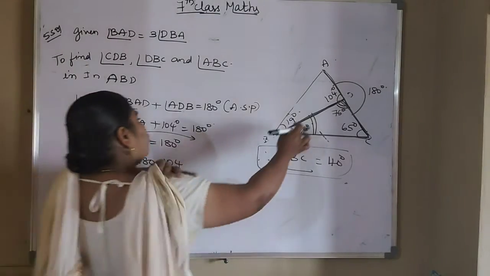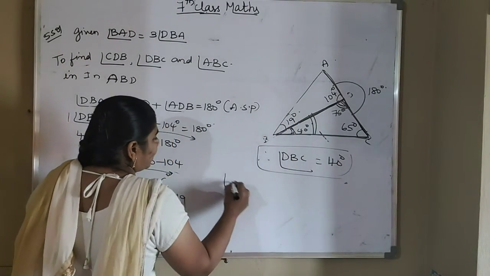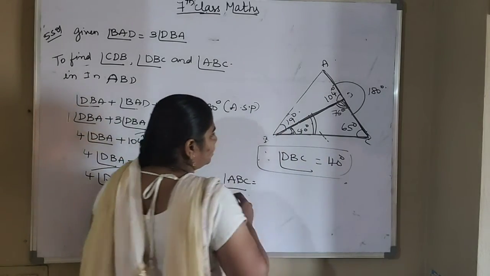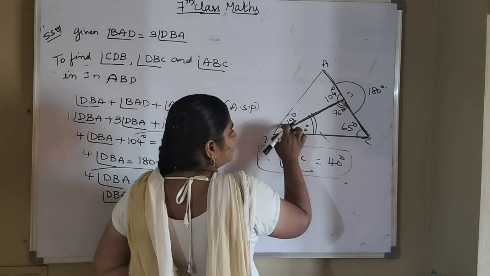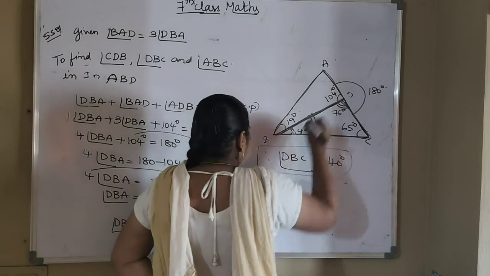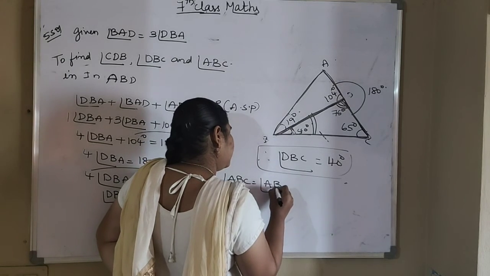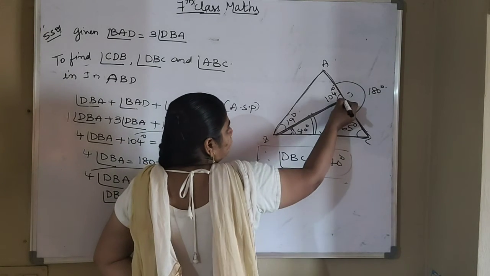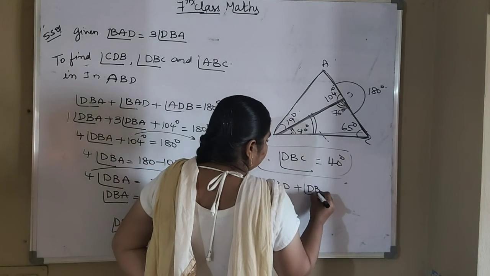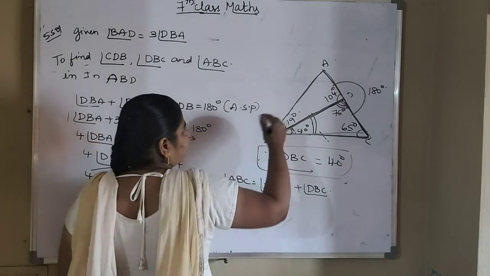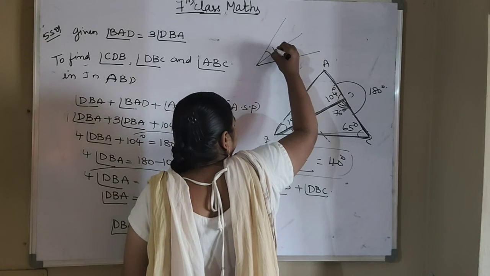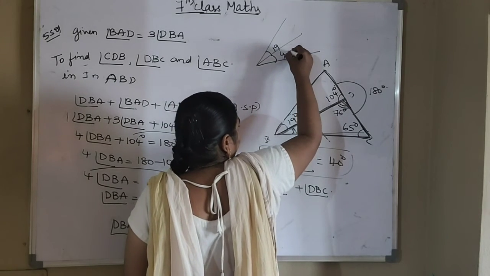Now what we have to find? We have to find this whole B value. So angle ABC can be written in the form of, again this angle has been divided into 2 parts. So we can write ABD plus DBC. This angle has been divided into 2 parts. One part is 19, other part is 40.